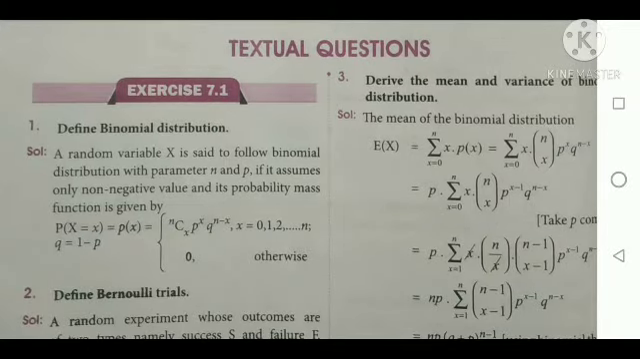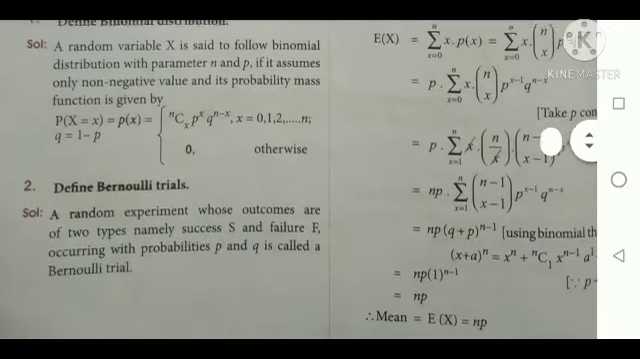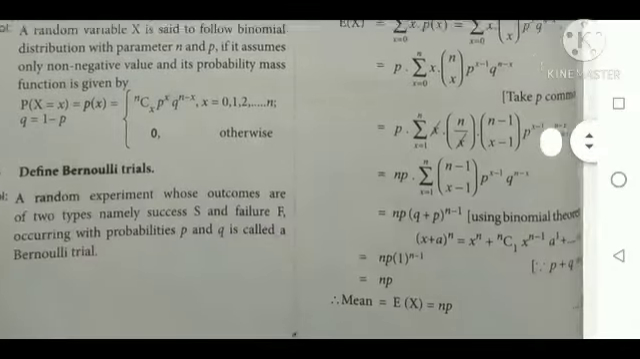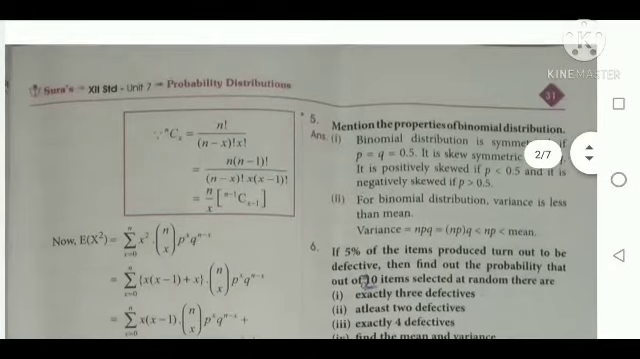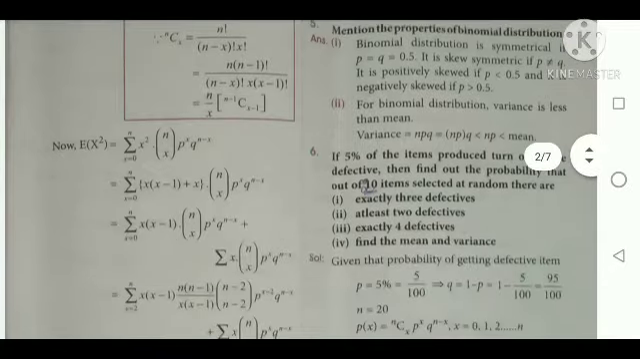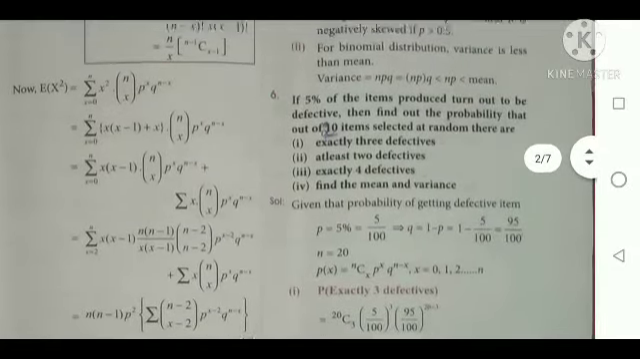Now we define the binomial distribution. What is the meaning of binomial distribution? A random variable x is said to follow binomial distribution with the parameters n and p if it assumes only non-negative values and its probability mass function is given by P of X equal to x, nCx p power x q power n minus x, where q equal to 1 minus p. Now we are going to see the fourth sum. Because there are many theory questions in this chapter, you have to read them in order to score marks in 3 marks and 2 marks, because theory questions are asked in 2 marks and 3 marks.